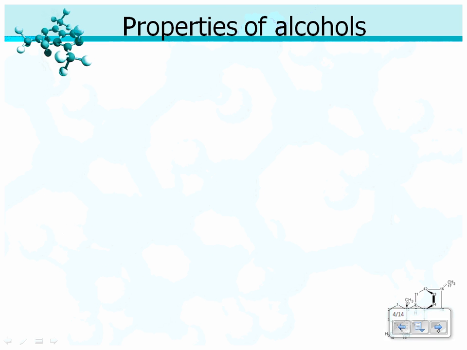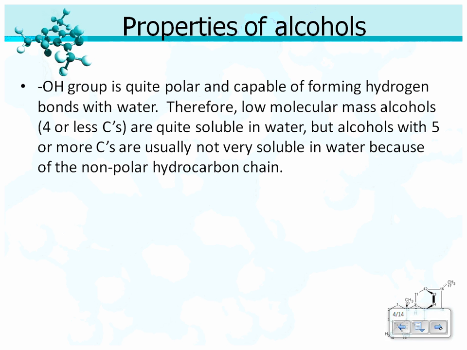So properties of alcohols. The OH group is very, very polar and actually capable of forming hydrogen bonds. So remember, when hydrogen is bonded to oxygen, nitrogen, or fluorine, it can make hydrogen bonds because of the partially positive and partially negative charge.